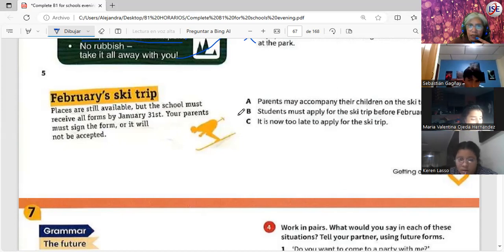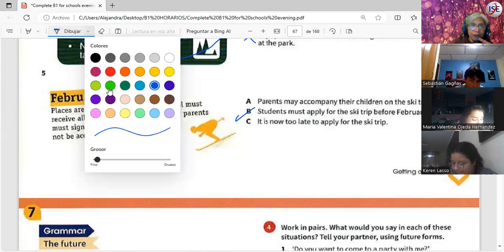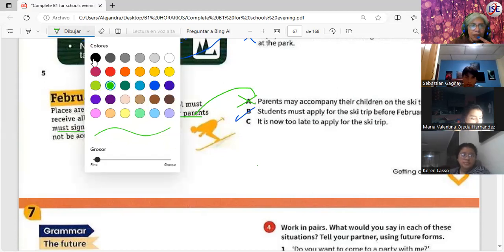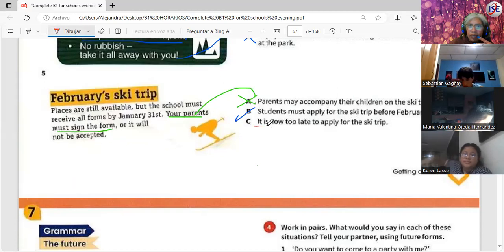All of you are right. Why? Because here we have parents must sign the form. So, do they accompany? No. Then the next one says, it is now too late to apply for the ski trip. They say places are still available, so it is not that either. The right answer is letter B.